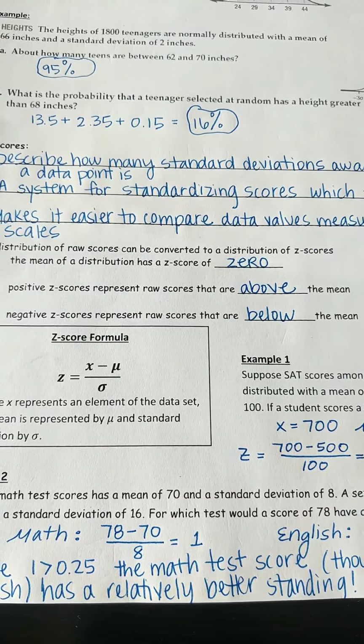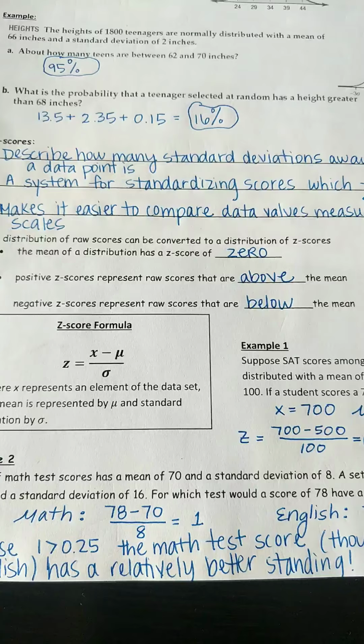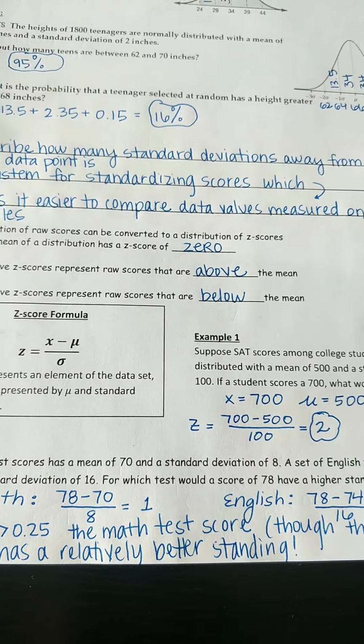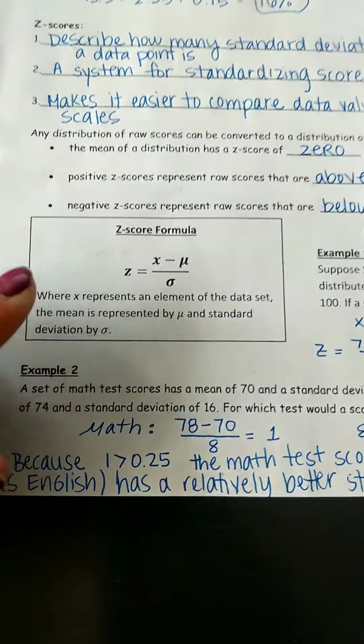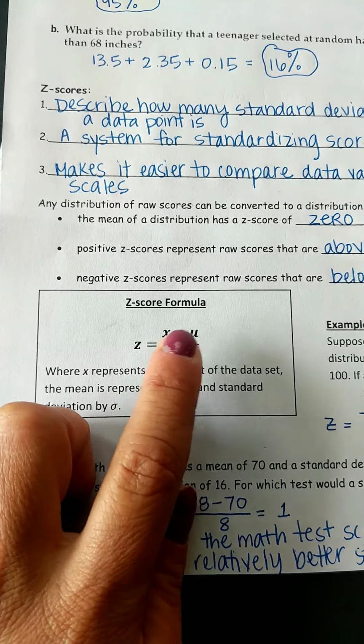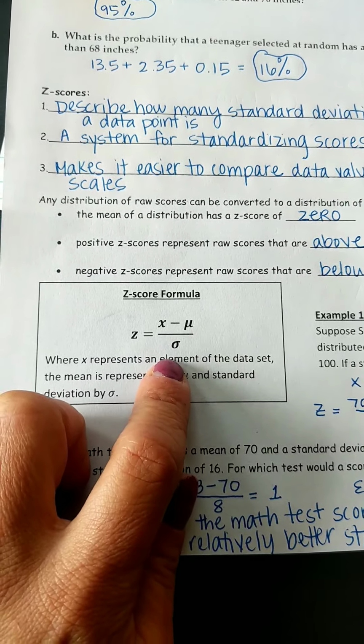The key is the mean of the distribution of z-scores is 0. Positive z-scores represent scores that are above the mean, and negative z-scores represent scores that are below the mean. This is the formula we're going to use to find them. This is your data point in the data set, that's your mean, and then that's your standard deviation.